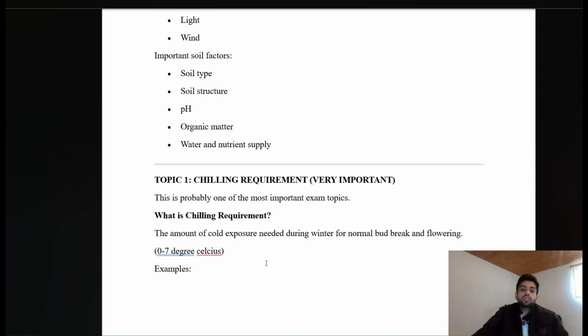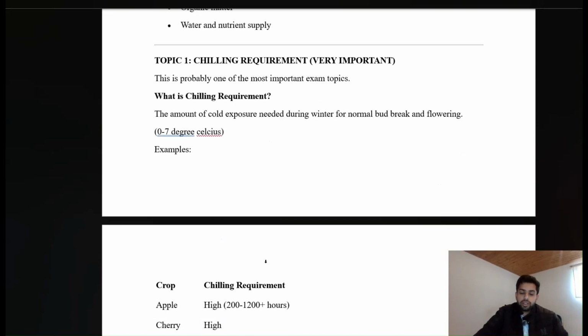And now the topic will be chilling requirement. This is the most important topic, and I think the professor will ask about it in the exam. So what is chilling requirement? We all know it is the amount of cold exposure needed during winter for normal bud break and flowering. It is around 0 to 7 degrees Celsius.